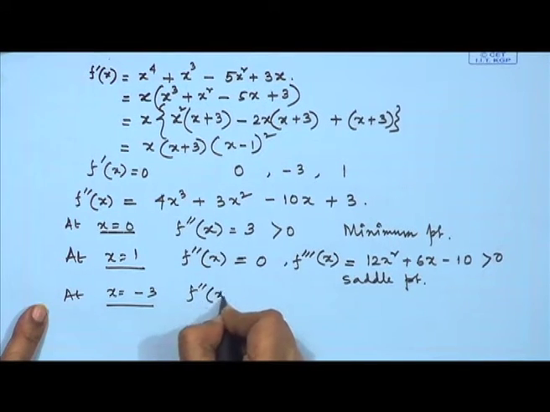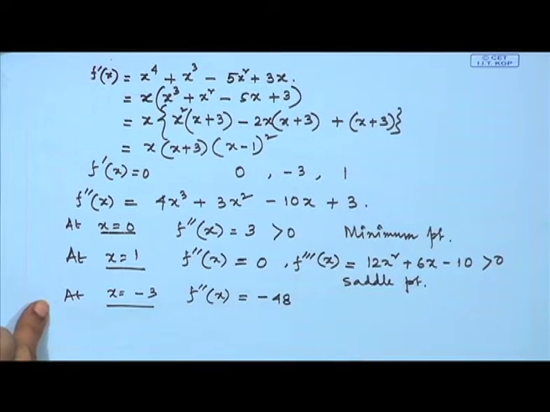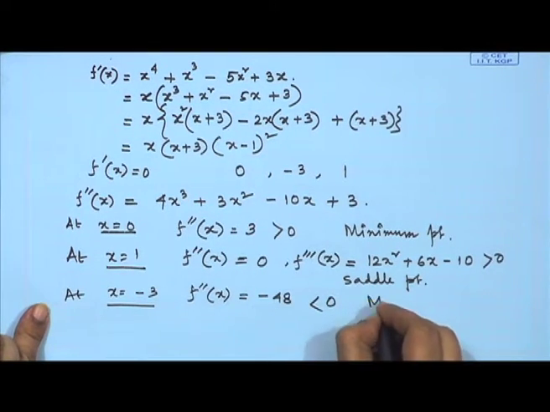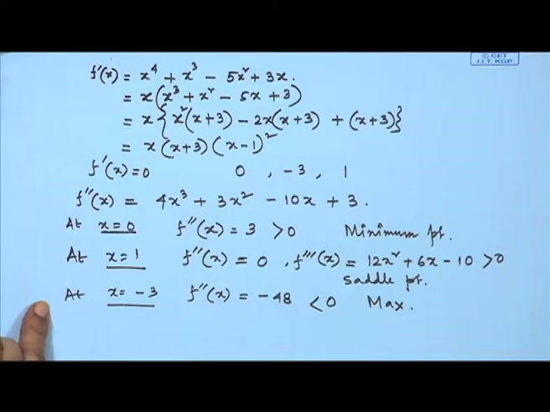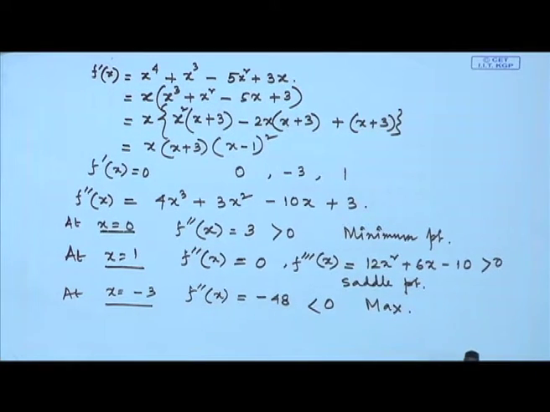f double prime x is coming as, I calculated, minus 48, that is negative. That means at x equal to minus 3, there is a maximum point. Now, if this is the information we are getting from the necessary and sufficient condition, what we can see from the function is that, if I just take the interval from minus 3 to plus 3, at minus 3 there is a maximum point.